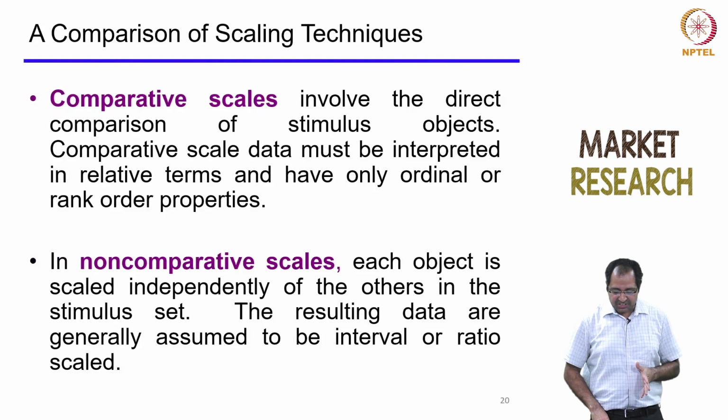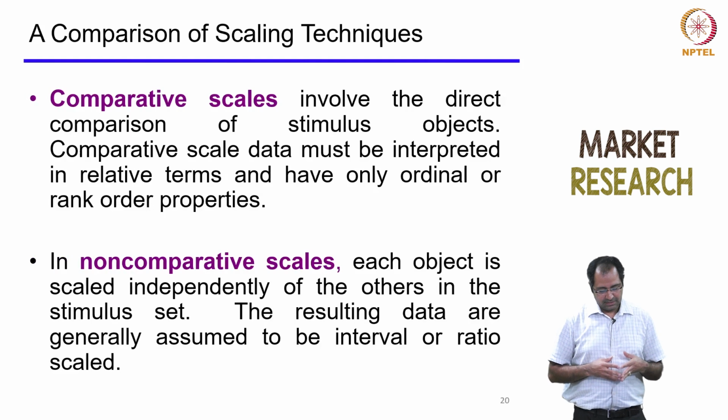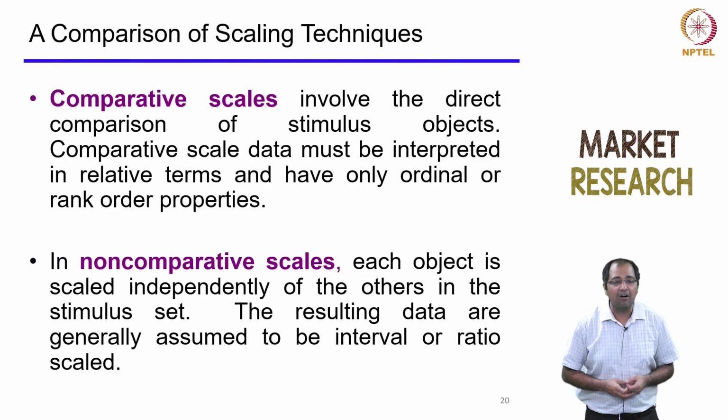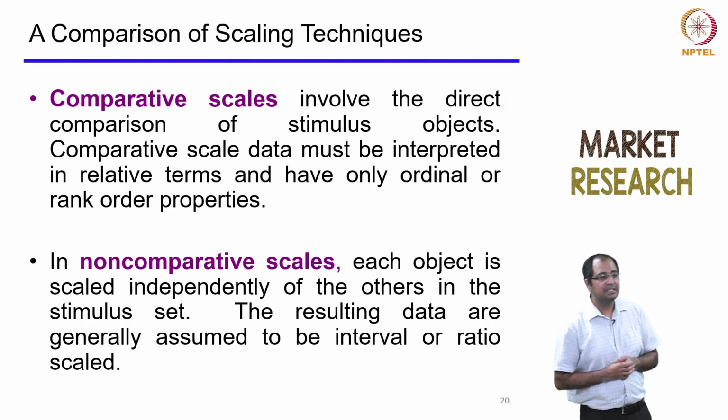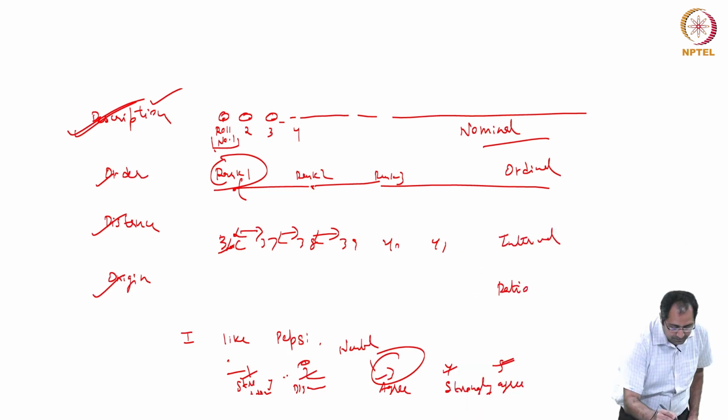So comparative scales involve the direct comparison of stimulus objects. Comparative scale data must be interpreted in relative terms. So comparative scales are ordinal scales. Now what are the various techniques? The first comparative scaling is called paired comparison scaling. We will be arriving at the ordinal scale through comparative scaling. One of the procedures of comparative scaling is paired comparison scaling.